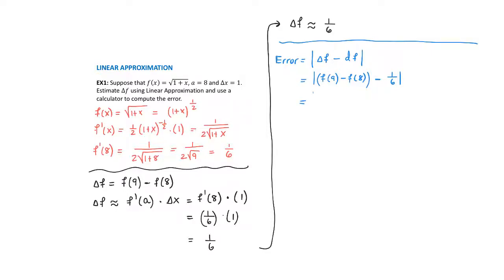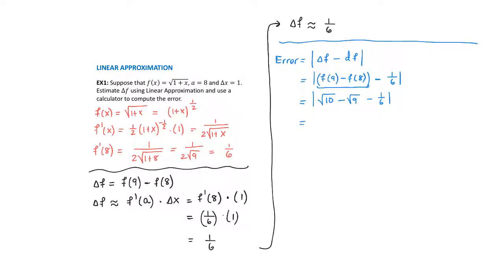All right, the actual change, I'm going to have to calculate it here. There's no way out. If I want to calculate the error, I need to know what is the actual change. That will be the square root of 10, and I'm plugging these x values, 9 and 8, into the original function. The square root of 10 minus the square root of 9 minus 1/6.